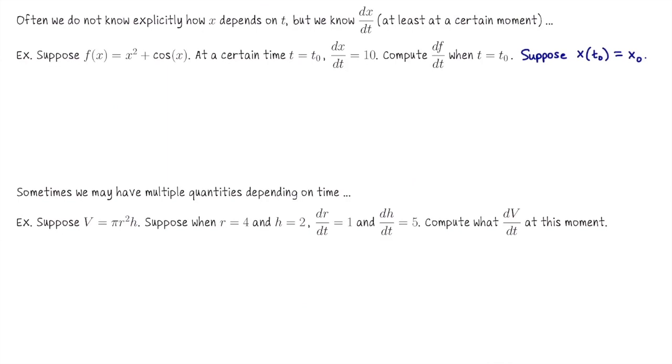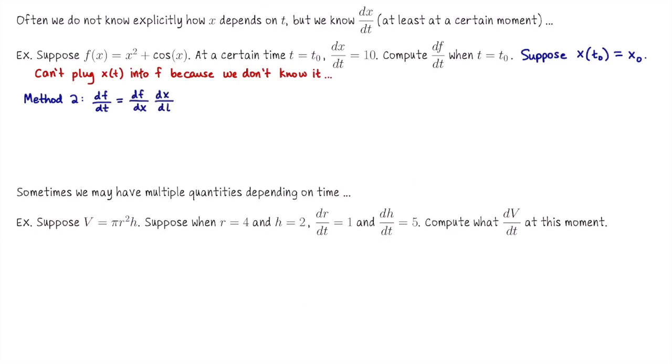We would like to compute df dt at that one particular moment, and when I wrote this problem, I forgot to mention that you also need to know the measurement at that moment. Okay, now what I called method 1 on the previous slide isn't going to work because I can't plug x of t into f. We don't know what x of t is. So we have to go immediately to method 2. df dt is df dx times dx dt. df dx is 2x minus sine of x. And then dx dt we know is 10, even though we didn't know what x of t was as a function.